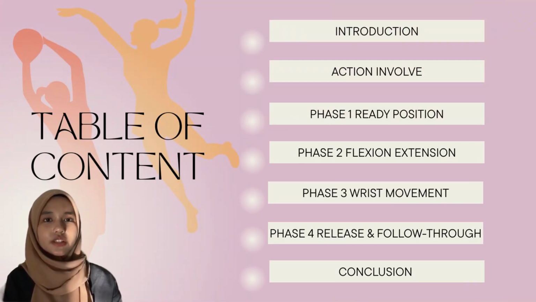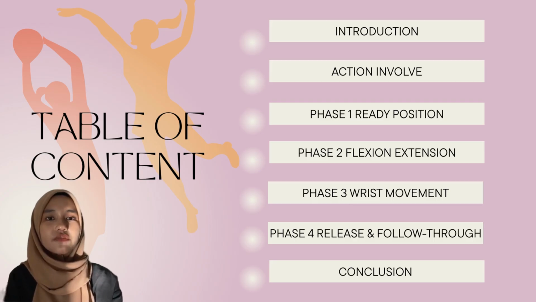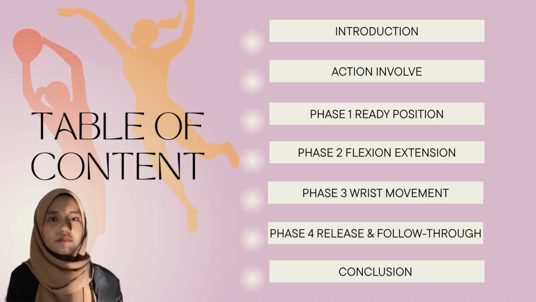So now I will start the presentation. For our table of contents, first we have the introduction. After that, the actions that are involved when shooting in netball. Next, an explanation about phase 1, which is the ready position. Then phase 2, about flexion and extension. After that, we have wrist movement in phase 3. And phase 4, follow through, and last but not least, the conclusion.